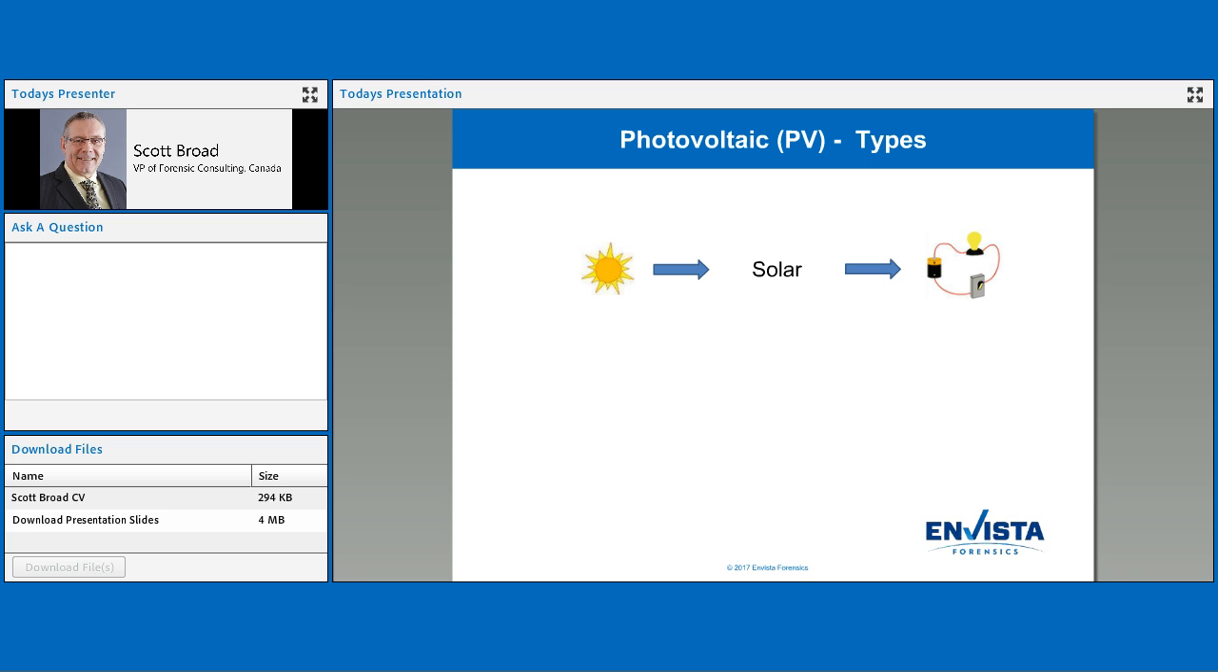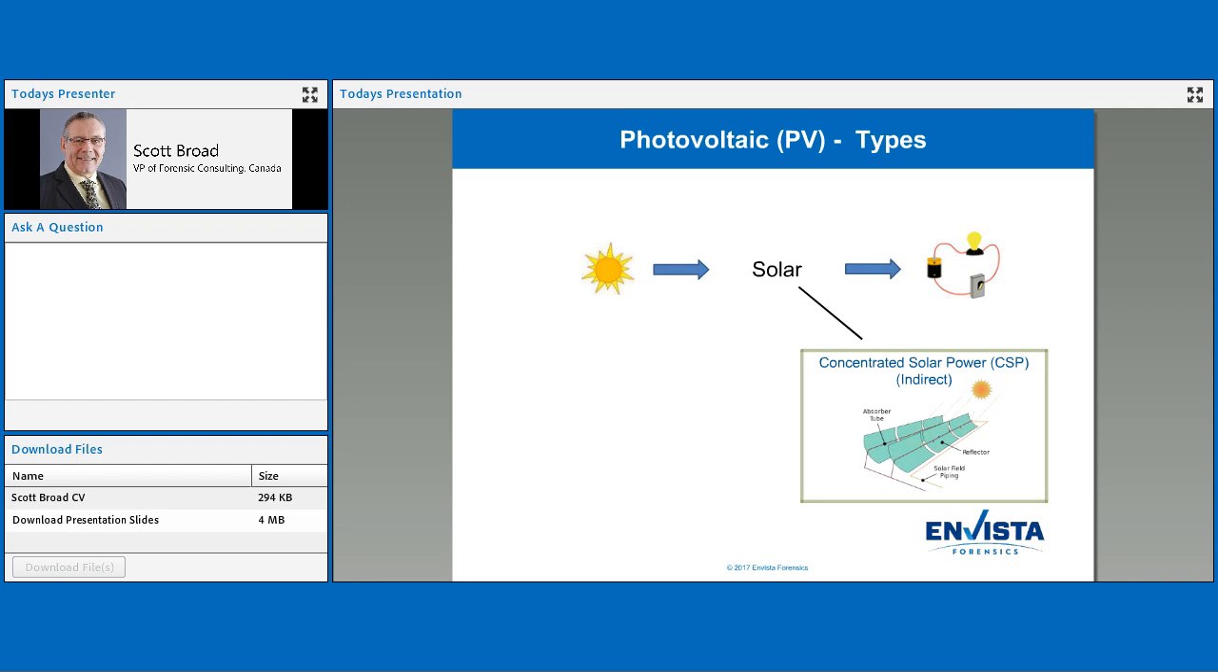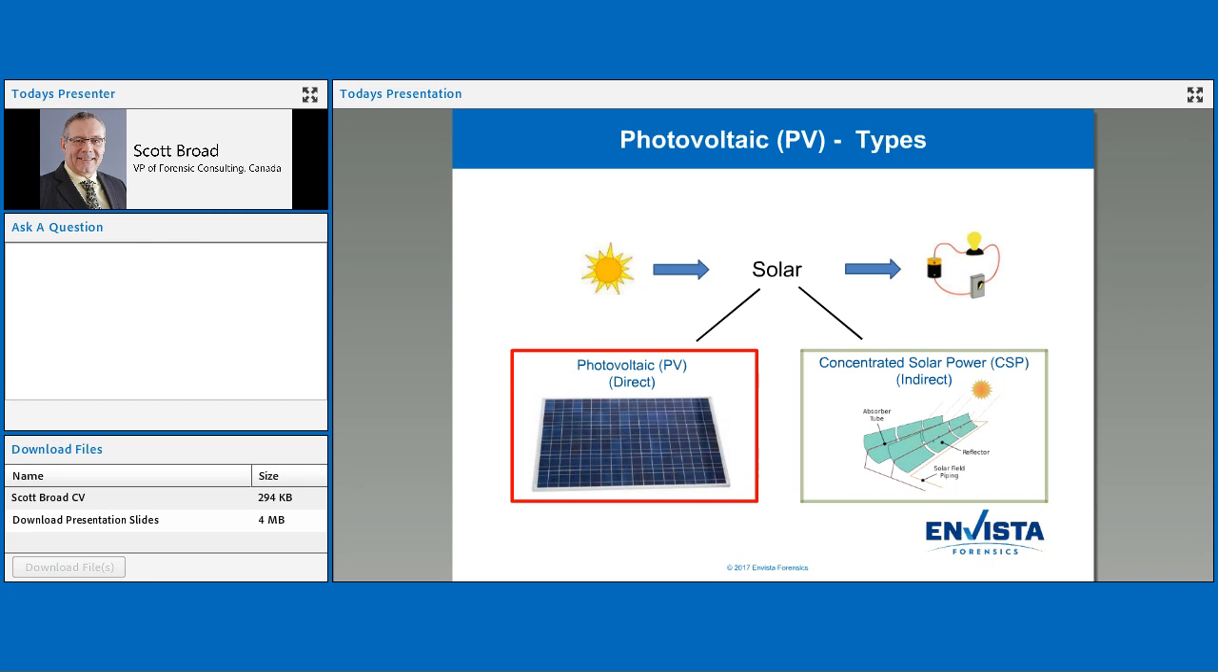The most interesting thing about solar, though, is that we have a couple of types. If you remember our plan earlier, where we have the sunlight coming in and the sunlight creates power, we have a couple of different types of solar. We have a method called concentrated solar power, or what we call CSP, which is an indirect type of lighting. And we have another one which is called photovoltaic, which is a direct type. And this is the most common one that we're seeing installed today.